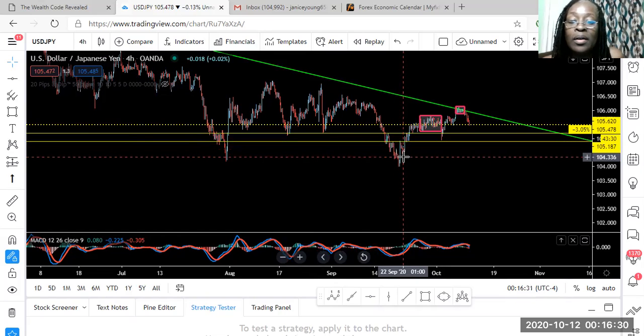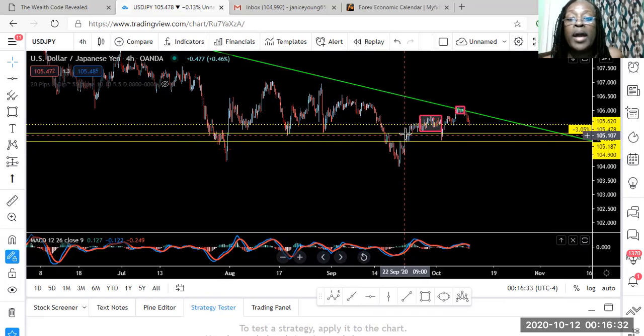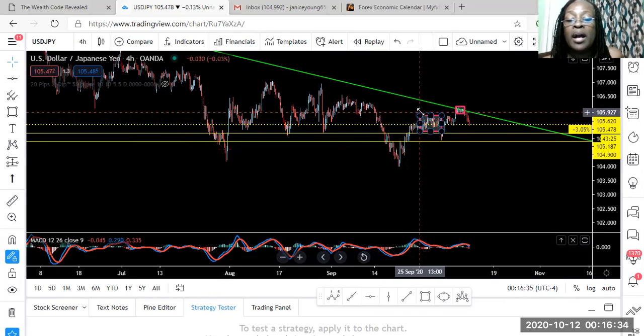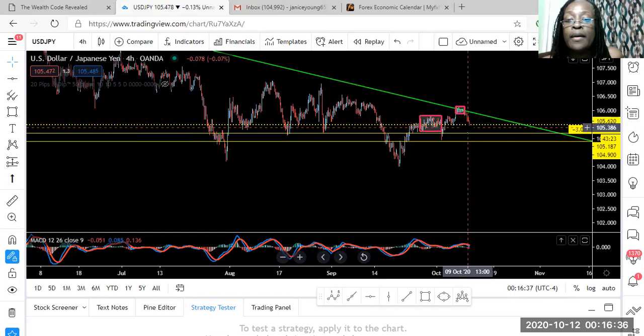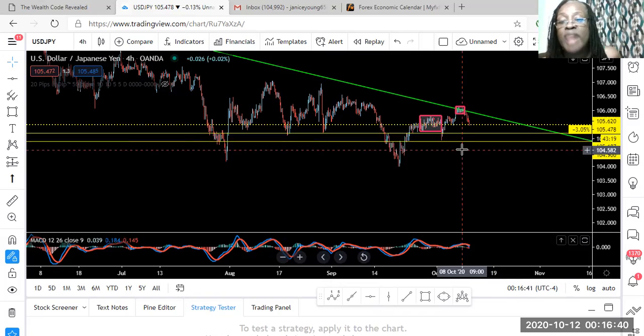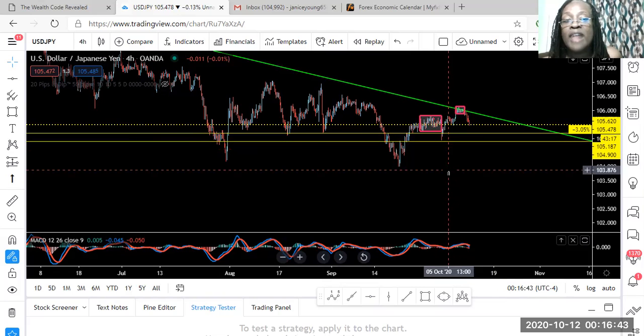Pushed back down before it did what? Before it rallied, broke through, and rallied back up. Now we're back here going in that same direction. I'm expecting the same reaction.